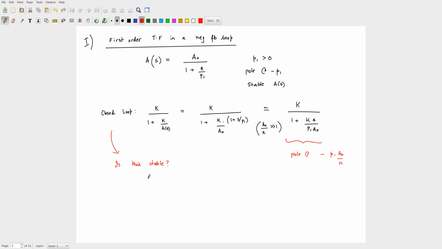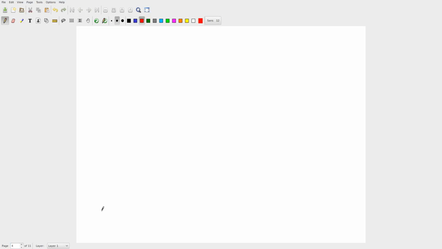Okay. Now, is the closed loop transfer function stable? Is this stable? Yes. Why? Because the pole is again in the left half plane. Okay, does everyone remember the impact of the position of the pole on various things? Can somebody tell me?